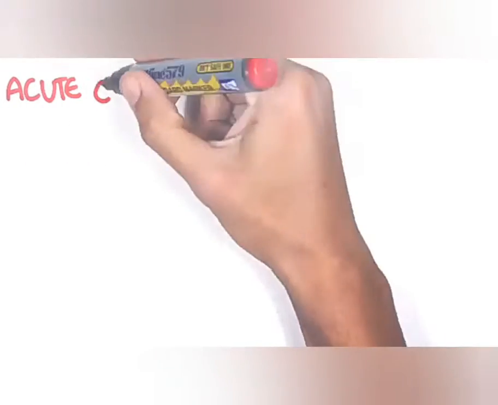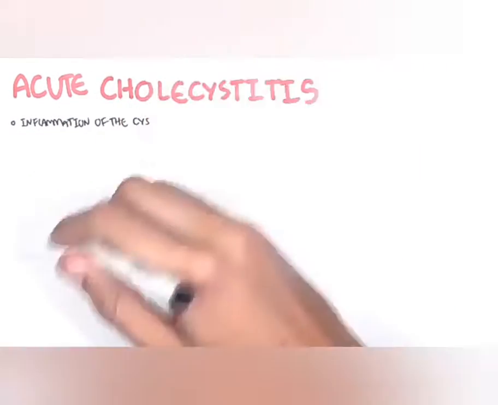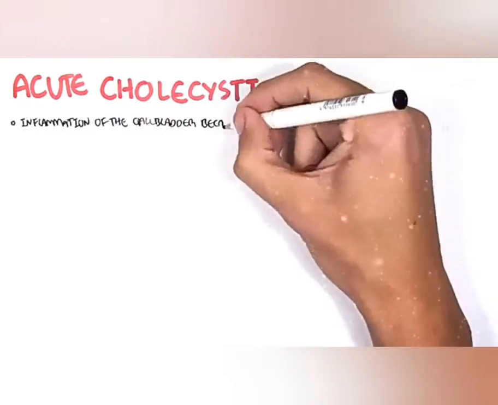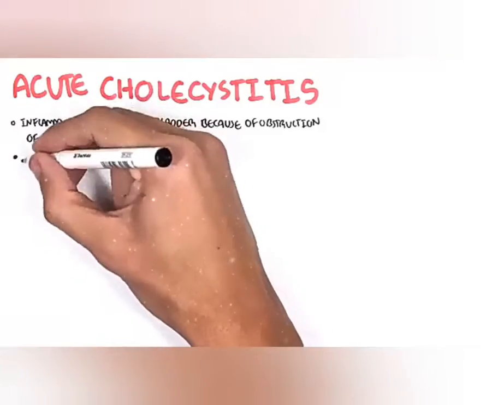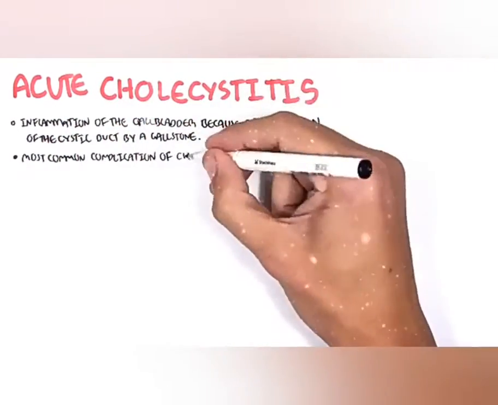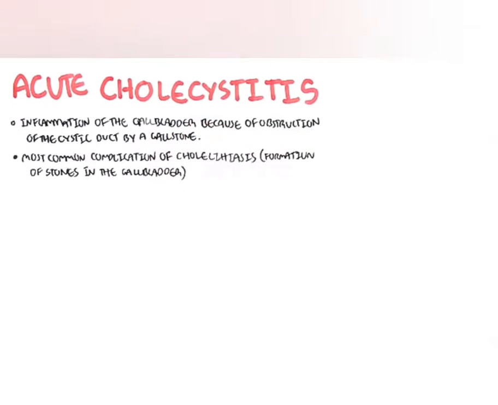In this video, we're going to talk about acute cholecystitis. This is an overview and introduction. So acute cholecystitis is inflammation of the gallbladder, and it's usually because of obstruction of the cystic duct by gallstones. Acute cholecystitis is the most common complication of cholelithiasis, which is formation of gallstones in the gallbladder.